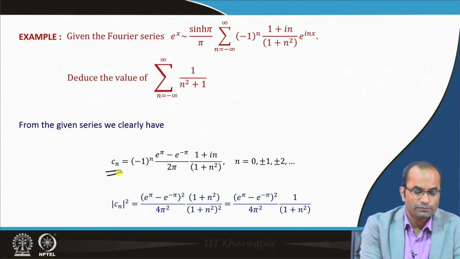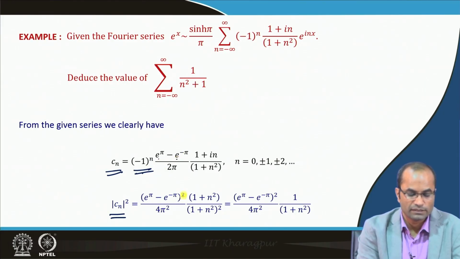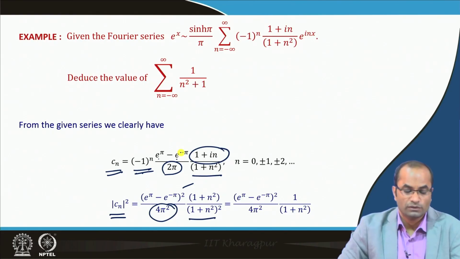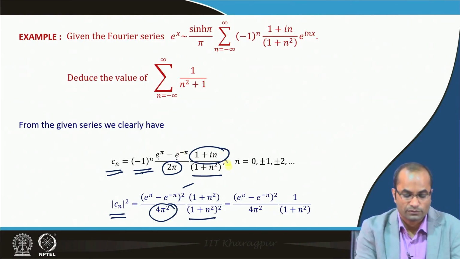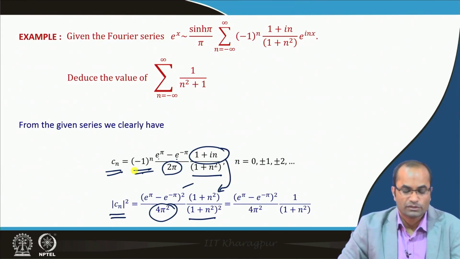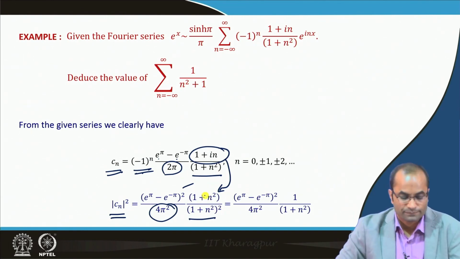So, we need the modulus now because we need it in Parseval's identity. So this is the square: we have (e^π − e^(−π)) whole square, there will be a 4π² term there, and then (1 + n²) whole square. For this we have the modulus of 1 + i n, because all others are just real numbers and will be squared, but the modulus of 1 + i n will be √(1 + n²).